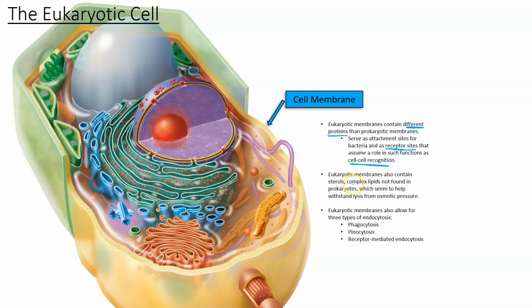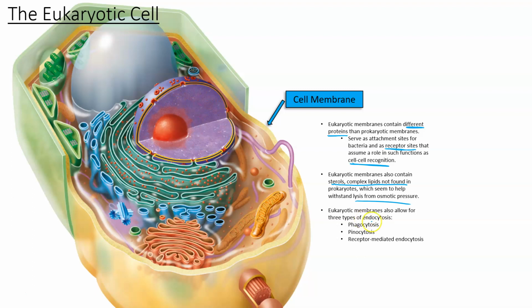Eukaryotic membranes are also going to contain complex lipid sterols that are not found in prokaryotes. They're very specific to eukaryotes, and they're going to be used to help withstand osmotic lysis, or lysis from osmotic pressure, so that depending on the concentration of water in our environment or within our cells, it helps to maintain homeostasis, which is really, really important.